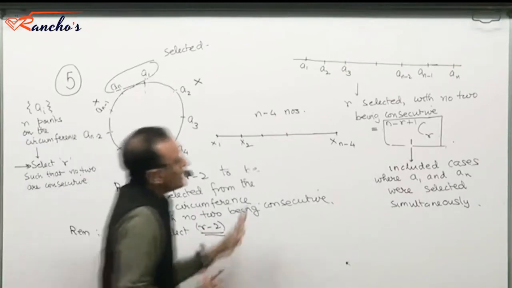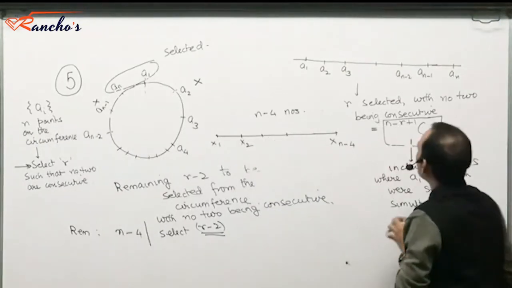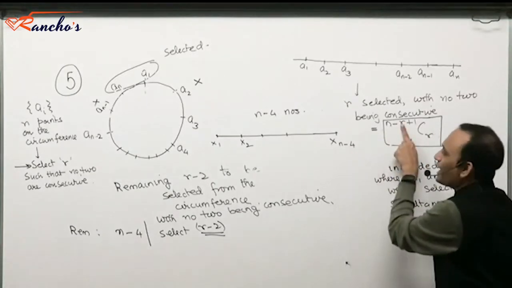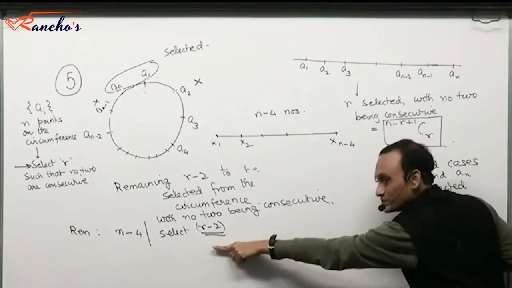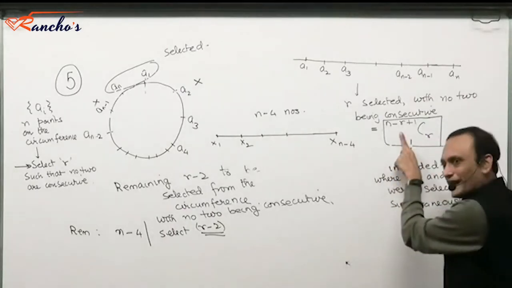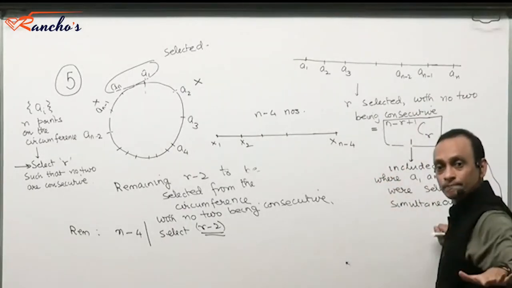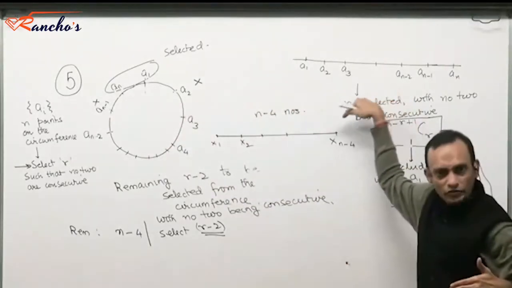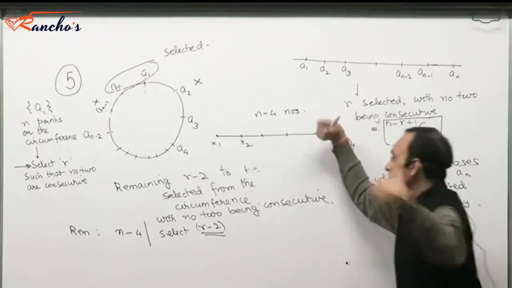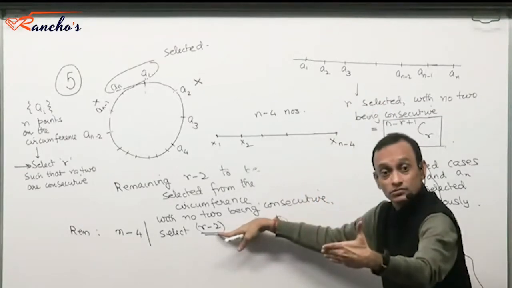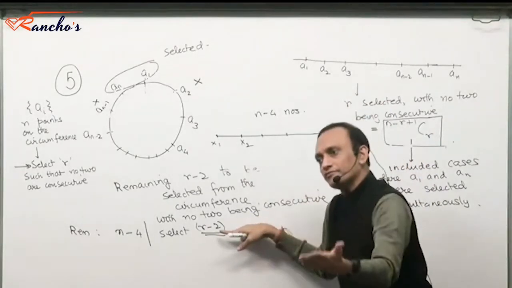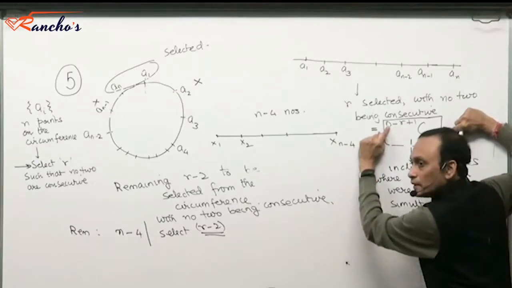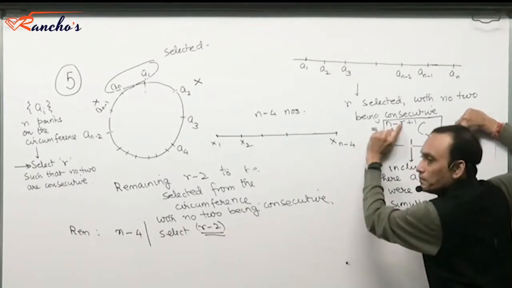Yes or no? So I'll use the same formula, except that instead of n, I'll have n minus 4. Instead of r, I'll have r minus 2. Yes or no? I'll use this formula itself. I'm not going to reinvent the wheel. I have n minus 4 numbers now spread out along a line, from which I will have to select r minus 2, so that no 2 are consecutive.